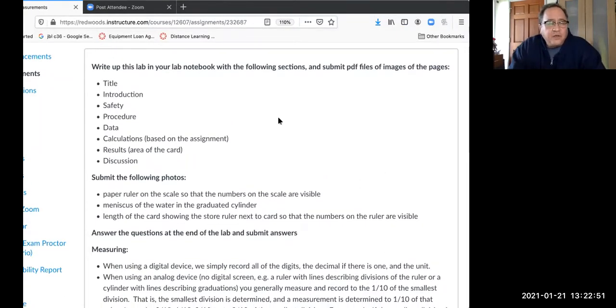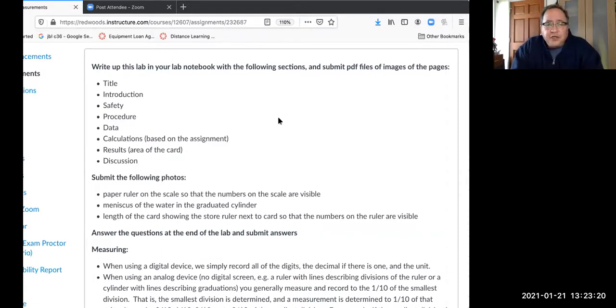When you write this up in your lab notebook, you're going to put a title down first, and the title for this one, measurements, is perfectly fine. The introduction tells you a little bit about what you're doing and what's important for the lab. We need to read some more about this to know what to put in the introduction, so I'm going to skip that for just a moment and go to safety. You always write a safety section in your lab. If there are not any safety issues, then you write safety: there are no issues for this lab.